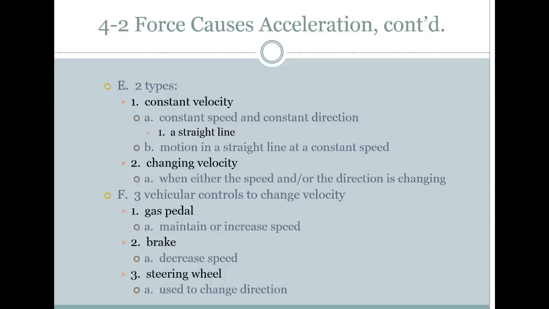In a car, there are three controls that are used to change the velocity. One is the gas pedal, which is used to maintain or increase the speed. The second is the brake, which is used to decrease the speed. And the third is the steering wheel, which is used to change direction.